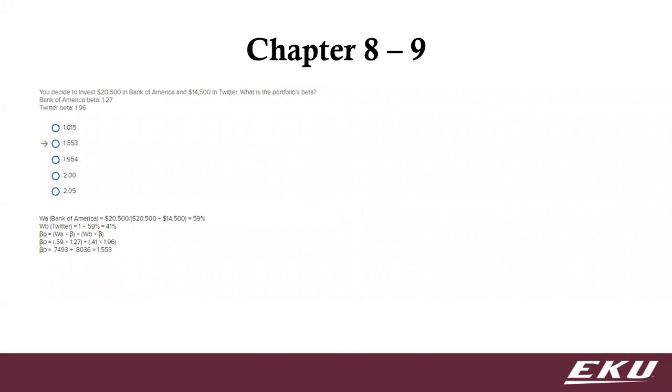You're going to invest 20,000 in Bank of America, 14,000 in Twitter. What is the beta? Given that this is the beta of Bank of America, and this is the beta of Twitter, basically we're just going to say, out of all of this, you add them together, what percentage is Bank of America? What percentage is Twitter? Those are the weights. And then we have the beta. So weight times beta plus weight times beta will tell you the beta of the portfolio.